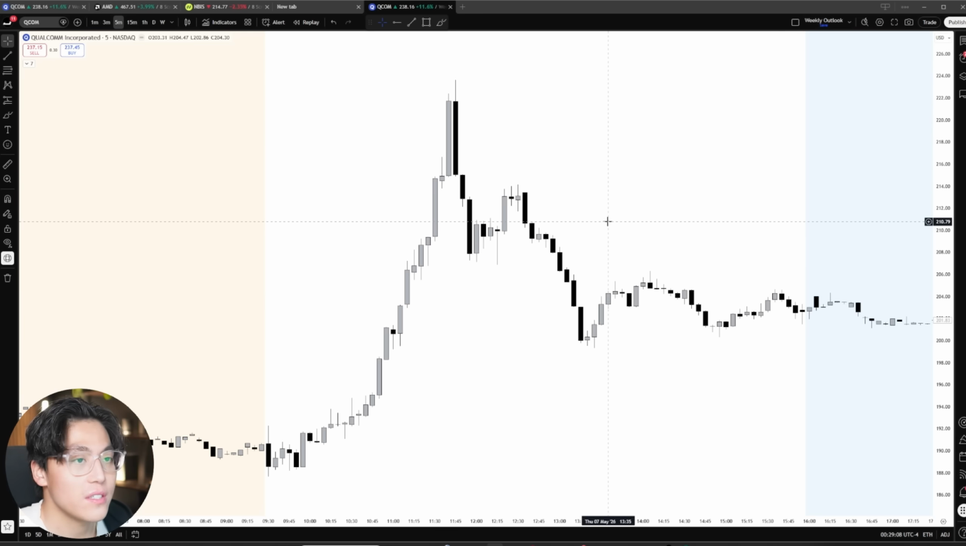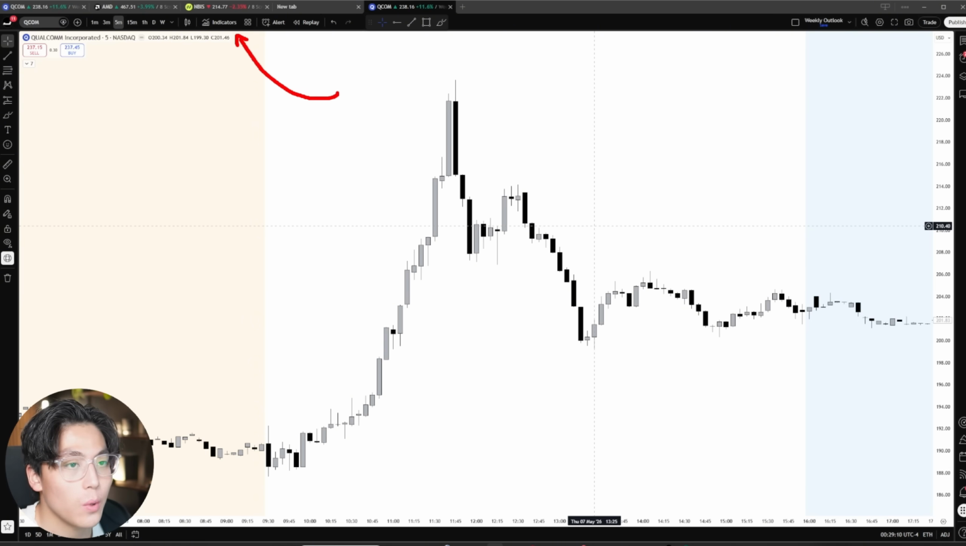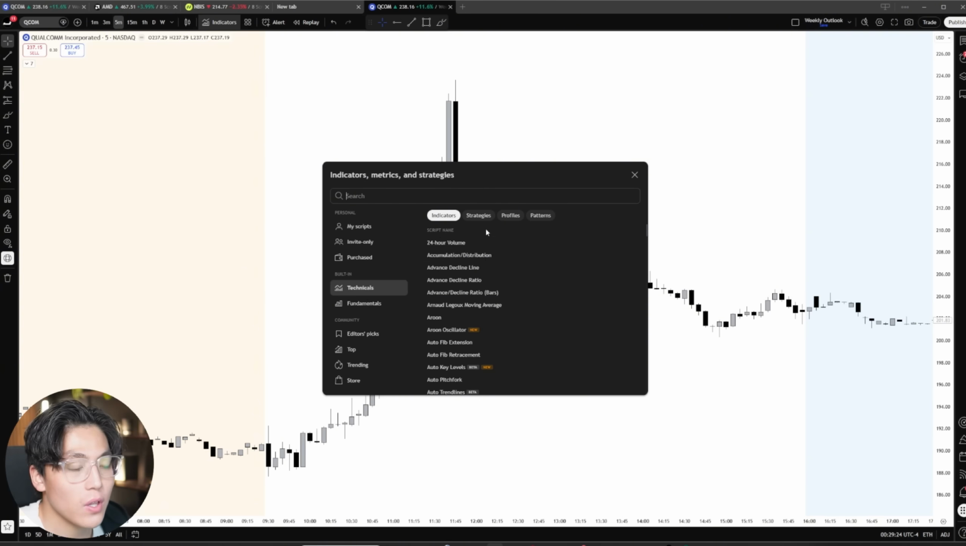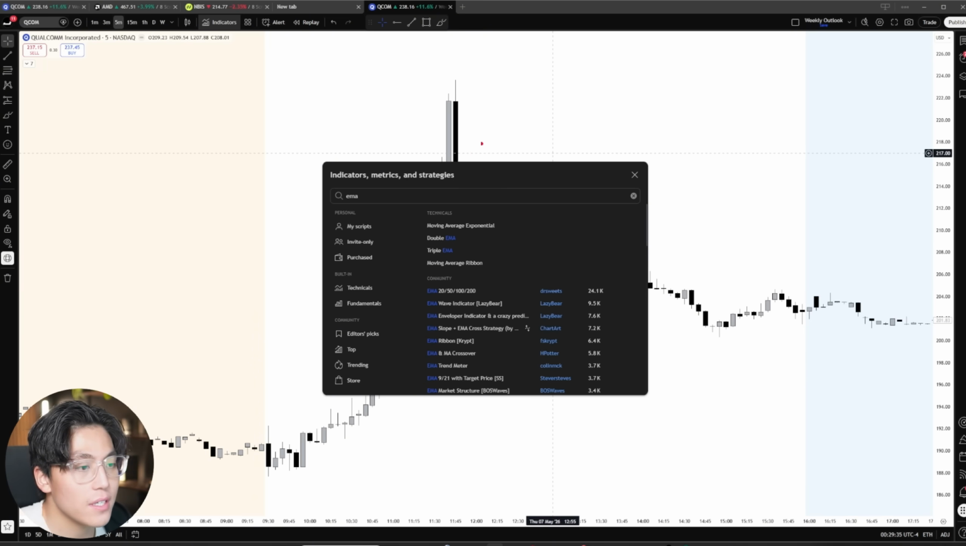So as you can see right here, I'm on the TradingView charts, and the first thing that I'm going to show you guys is exactly how to set up the indicators. So what you want to do is go onto this indicators tab, which is in the top left hand corner. Once we click on the indicators, we want to come down into the search function. It is under the built-in on the technicals. What we can search up here is EMA. And as you can see, we have the moving average exponential.